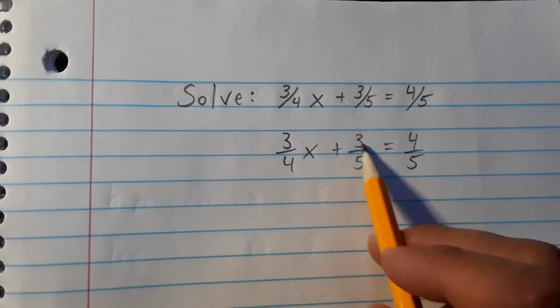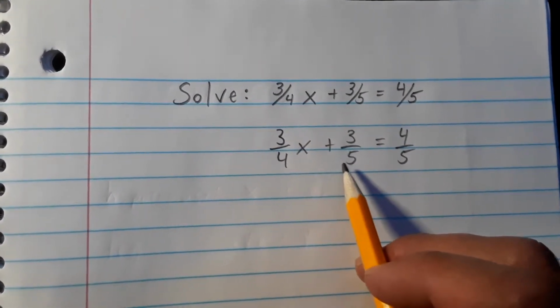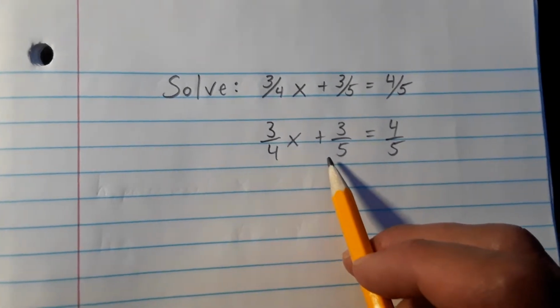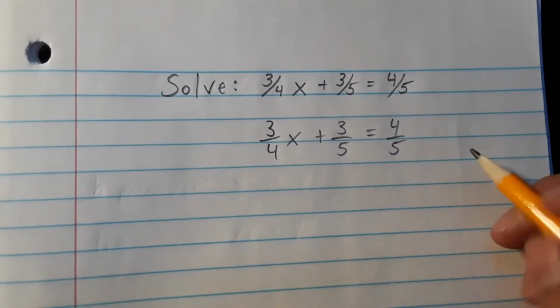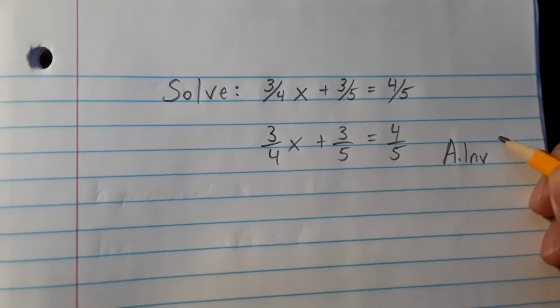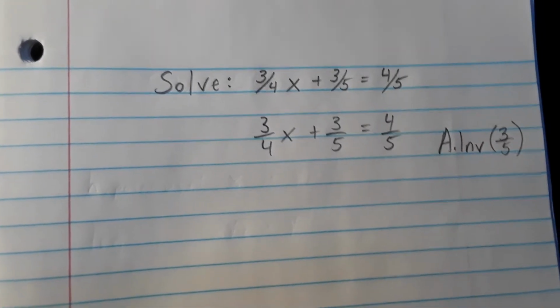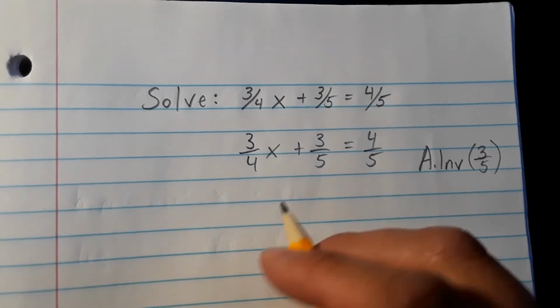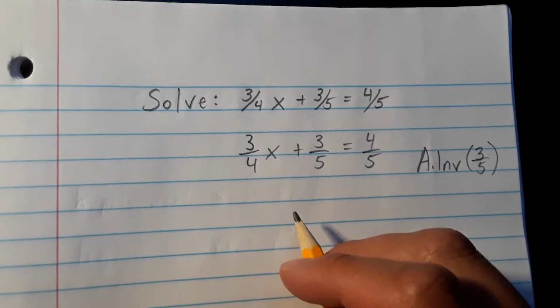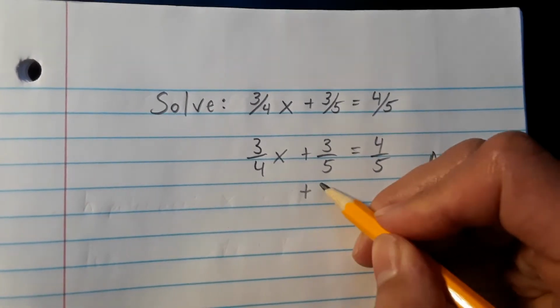So we got to get rid of this guy over here. We got to get rid of this 3/5. How do we do that? The same way that we've been doing it with whole numbers. We're going to do A.Inv of 3/5. There's not really any difference even though this is a fraction. So the additive inverse of 3/5, that's negative 3/5.